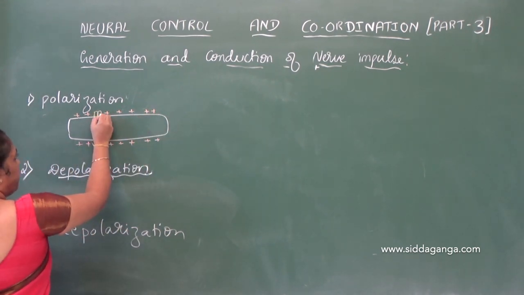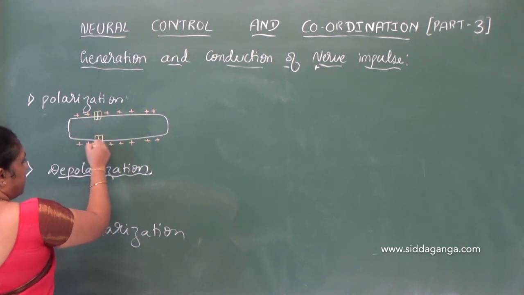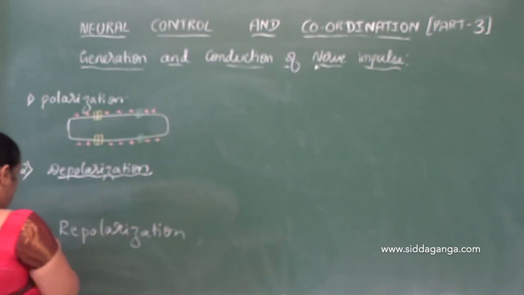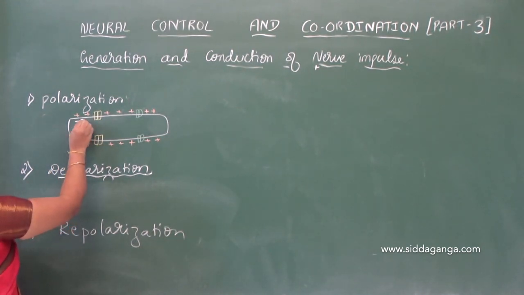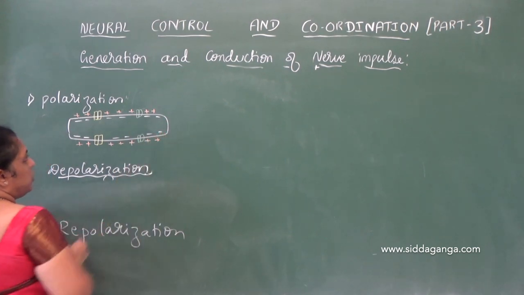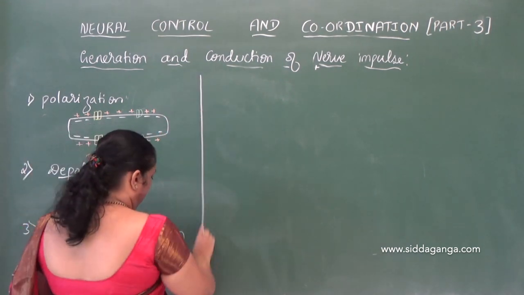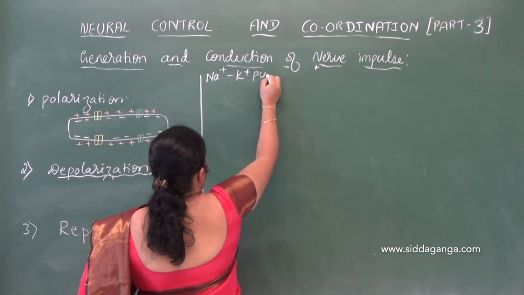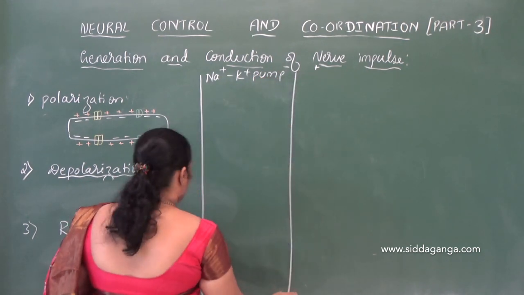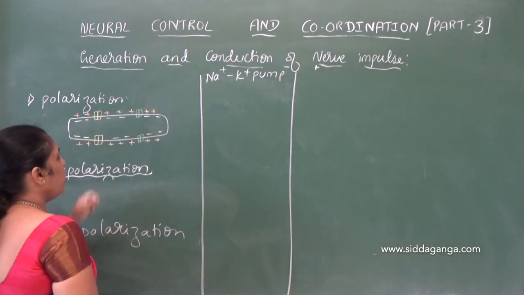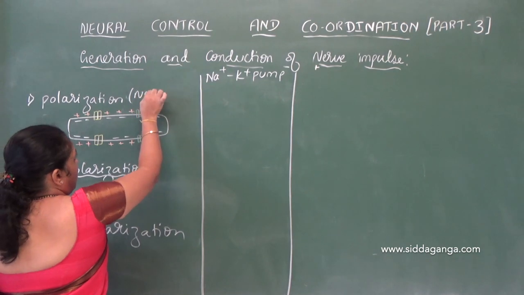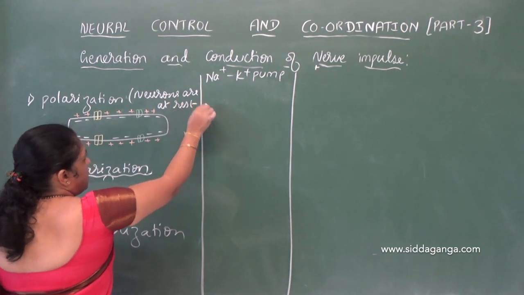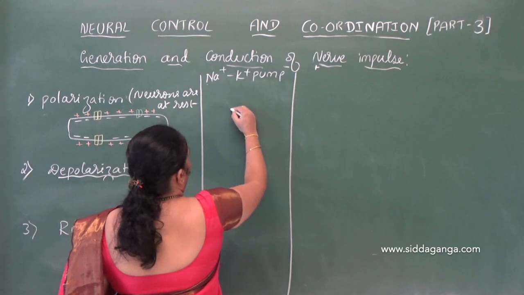This will be sodium voltage gated channels, this will be potassium voltage gated channels, and inner we see negative charge. Sodium potassium pump comes in. So in the polarized state, when neurons are at rest, the sodium potassium pump will be open.